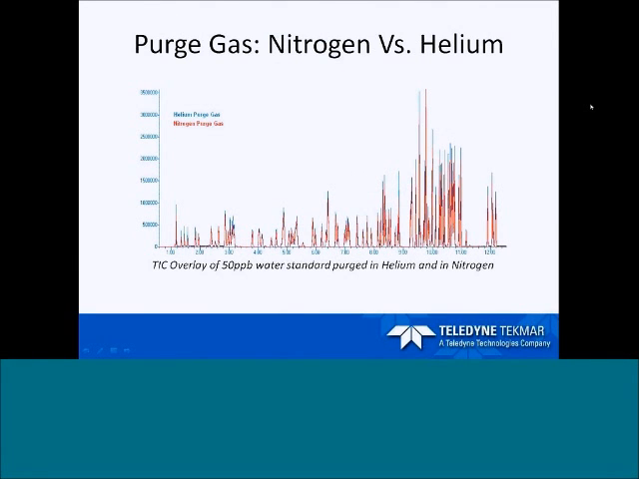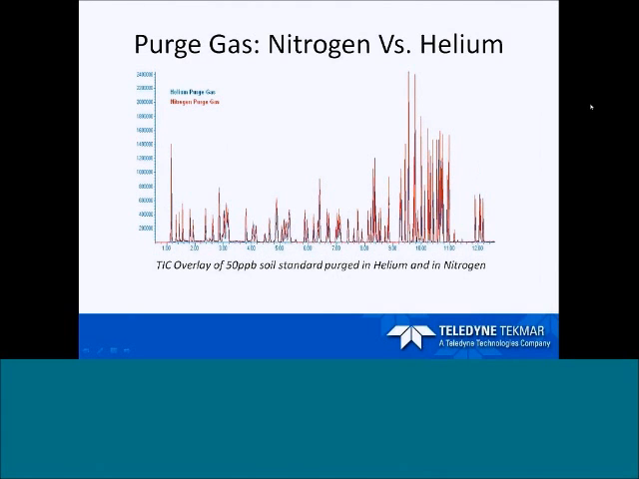Here's a total ion chromatogram of a 50 ppb water standard. Blue is purged with helium, red is purged with nitrogen. As you can see, there is really not much difference when you purge with either gas. Here's the same thing on the soil side. Again, you can't really see much difference between helium and nitrogen purge.